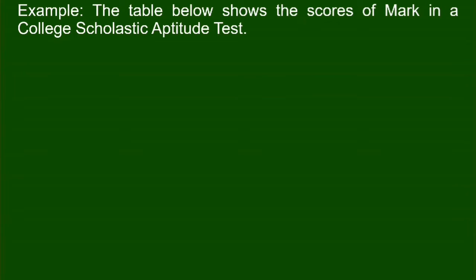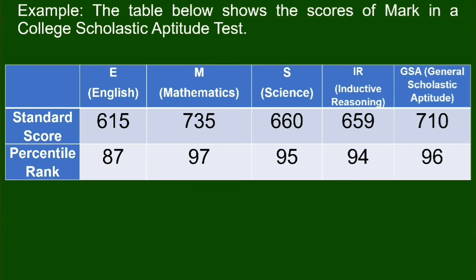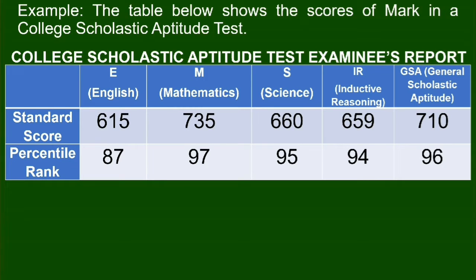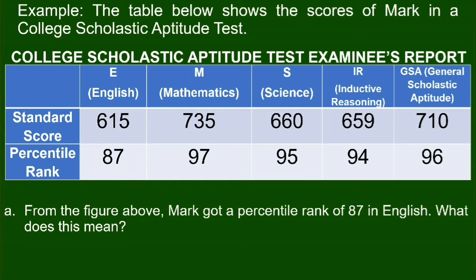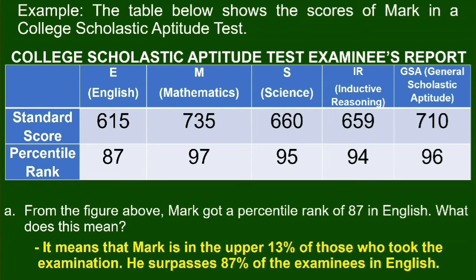Another example. The table below shows the scores of Mark in a College Scholastic Aptitude Test. Observe the given table. We have there the standard score and percentile rank of Mark. Now, from the figure above, Mark got a percentile rank of 87 in English. What does this mean? Means that Mark is in the upper 13% of those who took the examination. He surpasses 87% of the examinees in English.